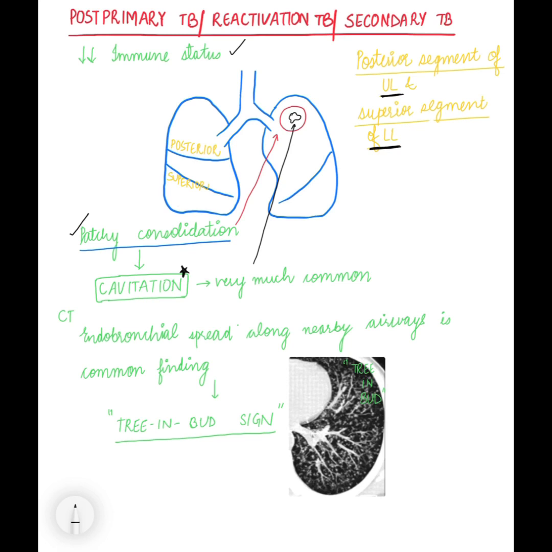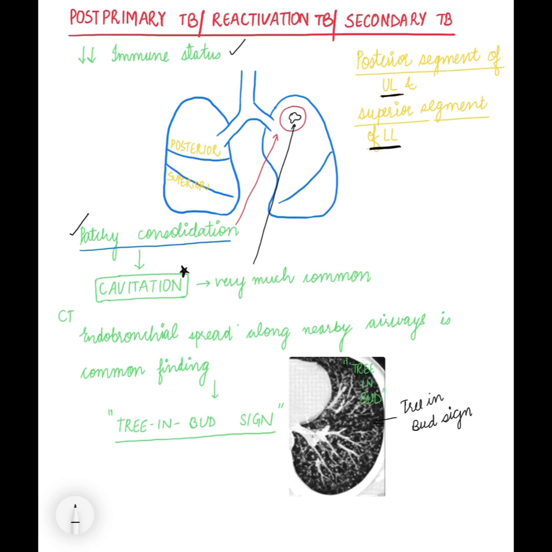So what are the CT findings? On CT you can see the tree-in-bud sign. There is endobronchial spread along the nearby airways. That is a common finding in post-primary tuberculosis.